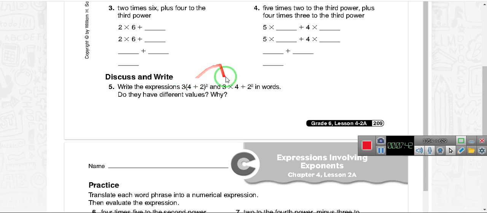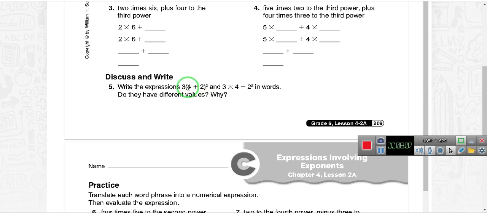Now let's move to the next one. And here we have 3 times 4 plus 2 to the second power. Here we can't start from inside the parentheses, we have no parentheses. So we start from left to right. That's 3 times 4 plus 2 to the second power. Do they have different values? Why? This one, I will help you with it.